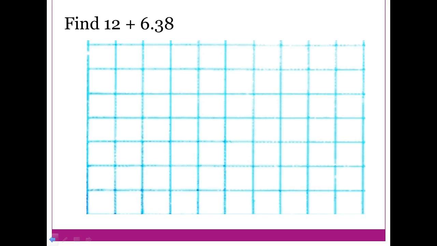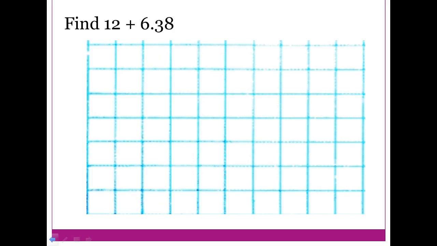The next problem is to find the sum of 12 and 6 and 38/100. Well, where does the decimal point go when you have a whole number? It comes after the number, or to the right of it. One thing that you might want to try when adding and subtracting decimals, just to help keep everything aligned, is to use graph paper. If it helps you keep everything nice and neat lined up, then by all means that would be a very good strategy.